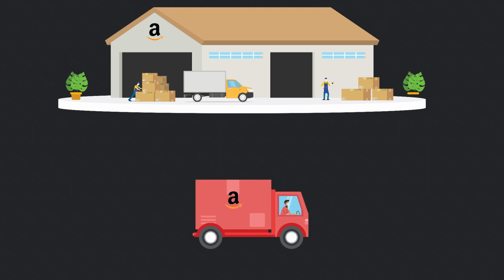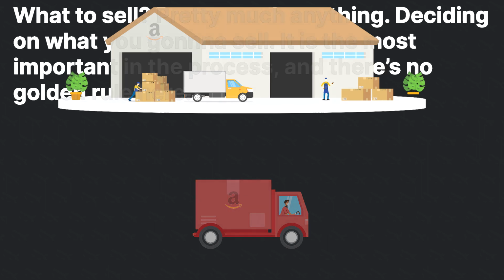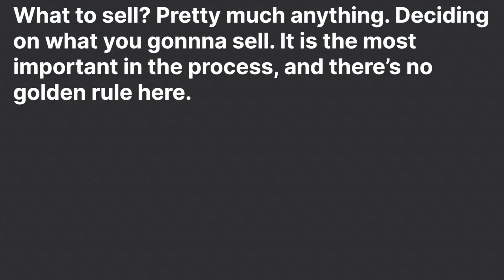I'm pretty experienced with e-commerce myself, but I sell on a more local platform because I'm not from the US. Amazon is not that popular everywhere. And what is cool here is that your product can be eligible for Prime. Now you may wonder what to sell there. Pretty much anything. Deciding on what you're gonna sell is the most important part of the process, and there is no golden rule here. There are many options.